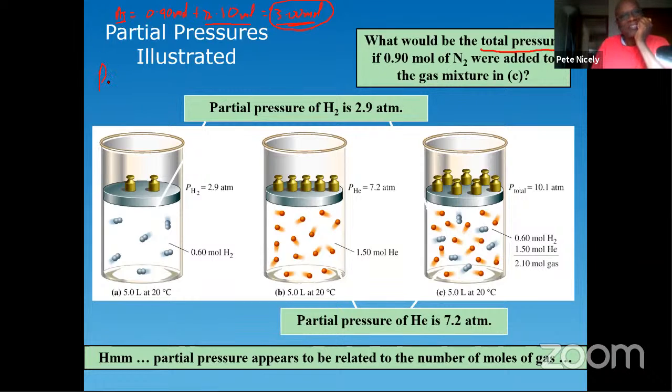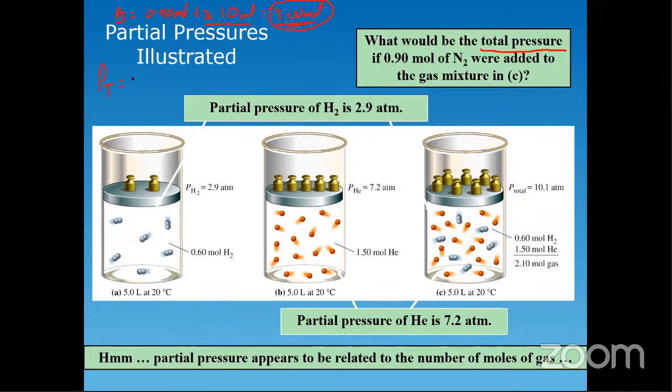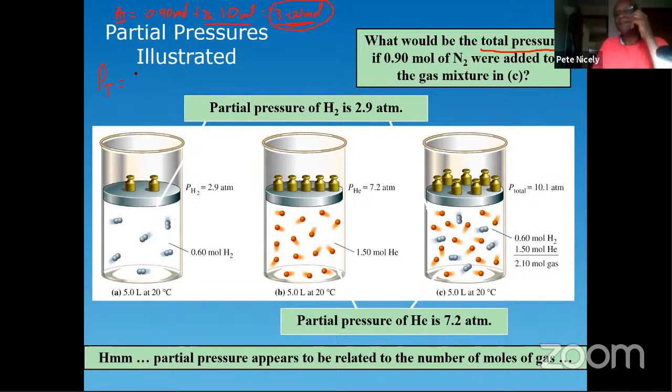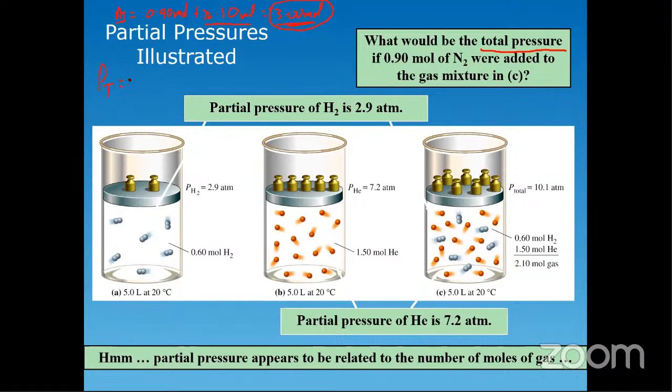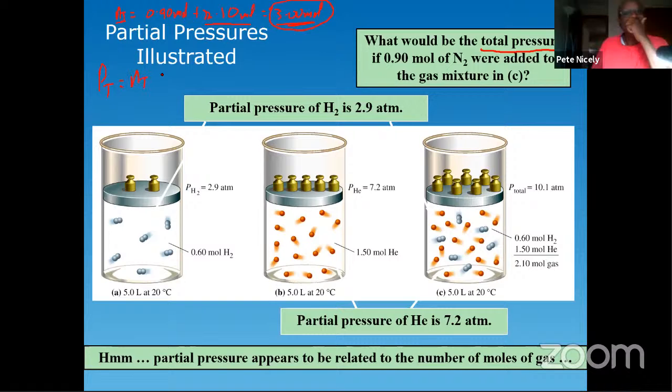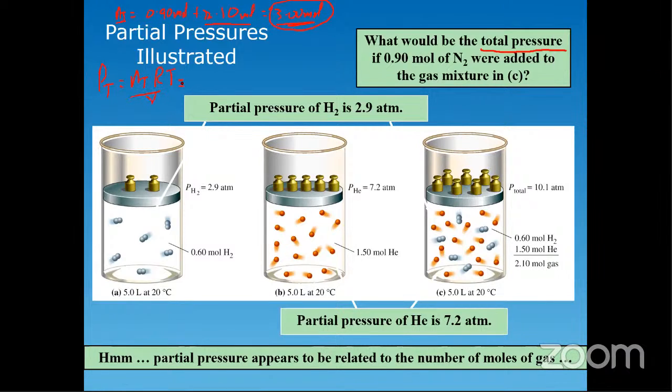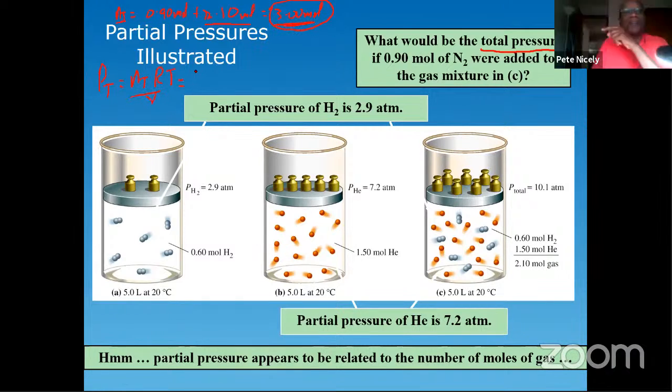The equation started off with PT. PT is equal to what? 10.1. No, the equation. I'm asking for the equation. Oh, PT equals NT RT divided by V, right? So the NT is the total moles that we determined here: 3.00 moles times R, which is always 0.0821 liters atmospheres over mole Kelvin, times the temperature, which is, what's the temperature in this question?